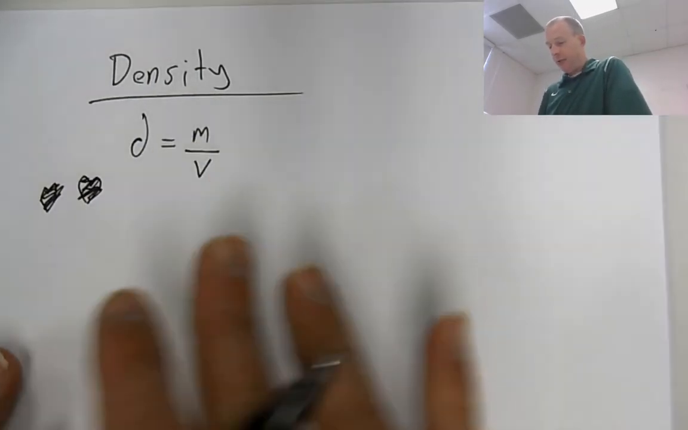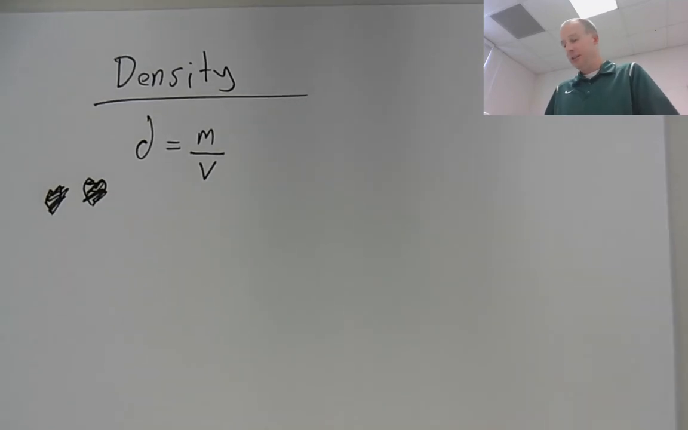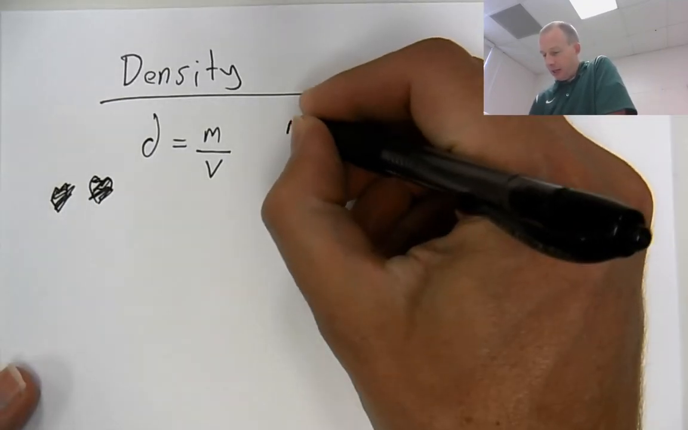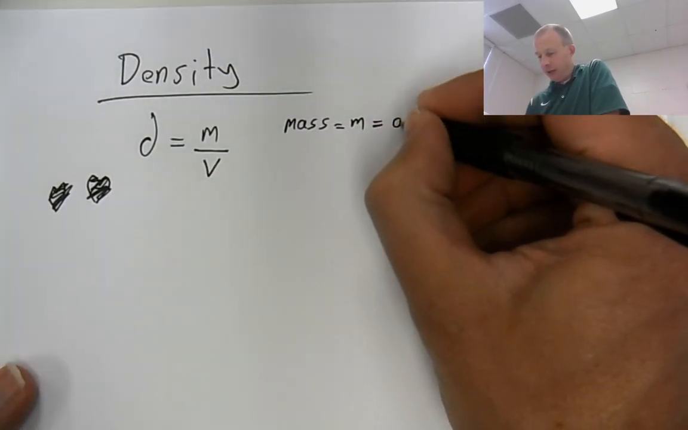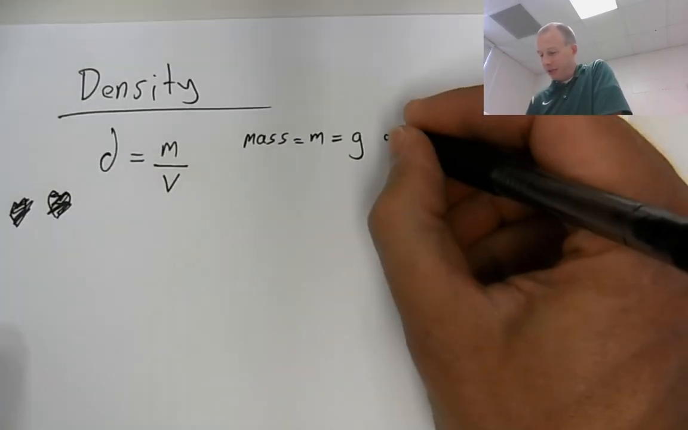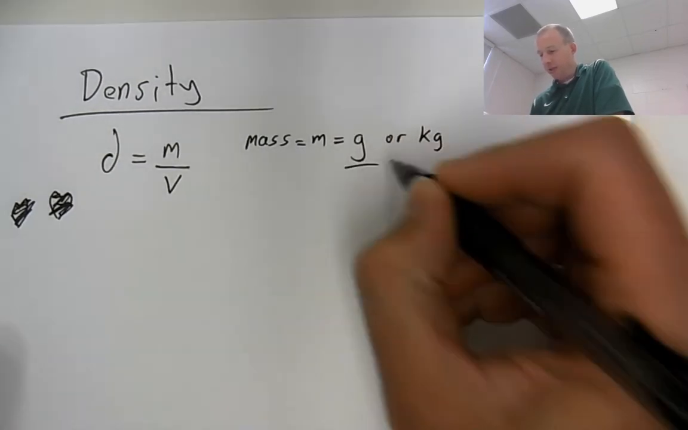So the density formula is just density is equal to mass over volume. The mass of an object, mass is m. That's m. This is generally in grams. Sometimes it could be in kilograms. It's usually in grams though.